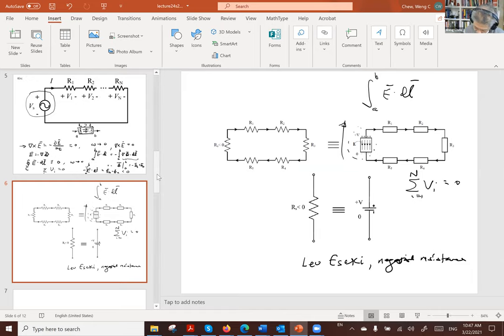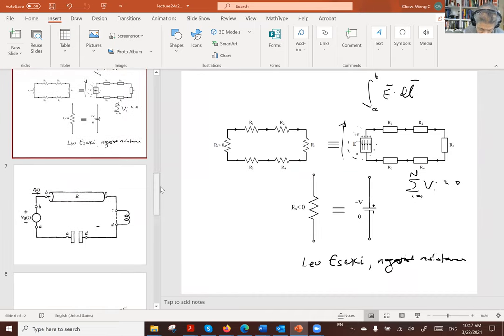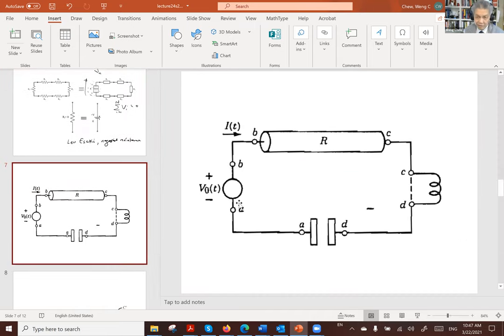Okay. So are there any questions regarding Kirchhoff's voltage law? If not, then let's look at a circuit that has resistors, a battery, a voltage source, an inductor, as well as a capacitor. Okay. So we can solve this problem. And we can actually apply Faraday's law to this problem. And then you will have this being the case.